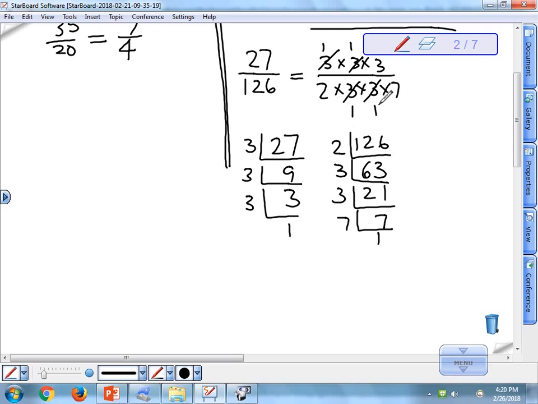those common factors. Now I can go ahead and multiply across. 1 times 1 times 3 in the numerator is 3. 2 times 1 times 1 times 7 is 14. And so again, I wind up with 3/14 as my answer by using this method of canceling common factors in the numerator and the denominator.